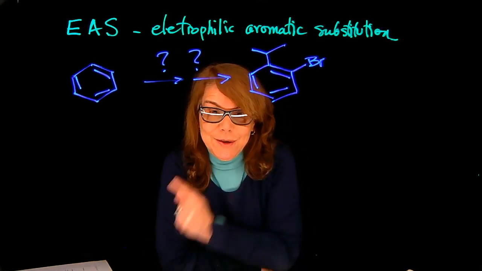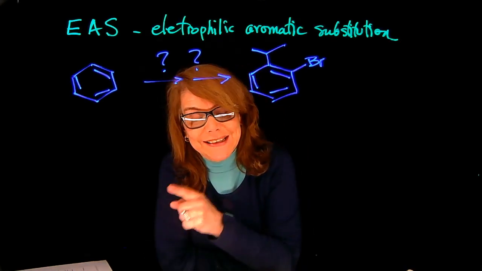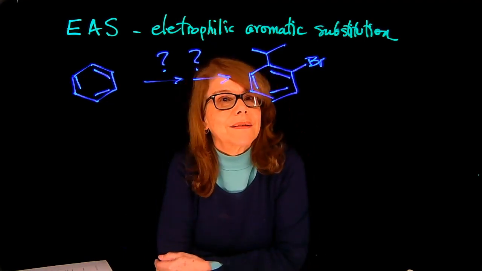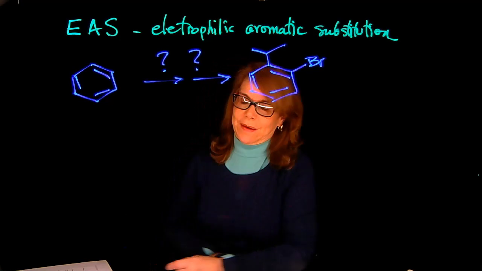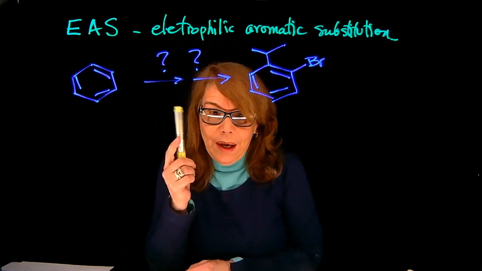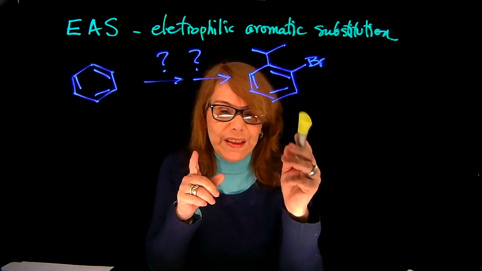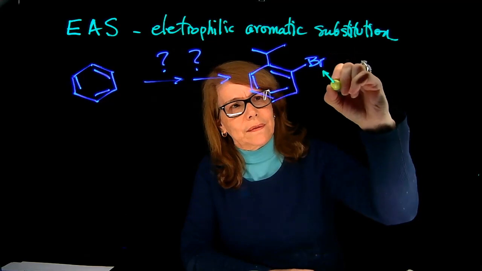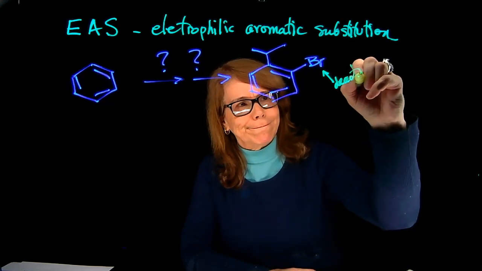Let's solve these synthesis problems. Let's say that from benzene, I want to make this compound on the right-hand side. So how do I do that? First, we remember two things. When I observe this compound, notice that this is the activating group.